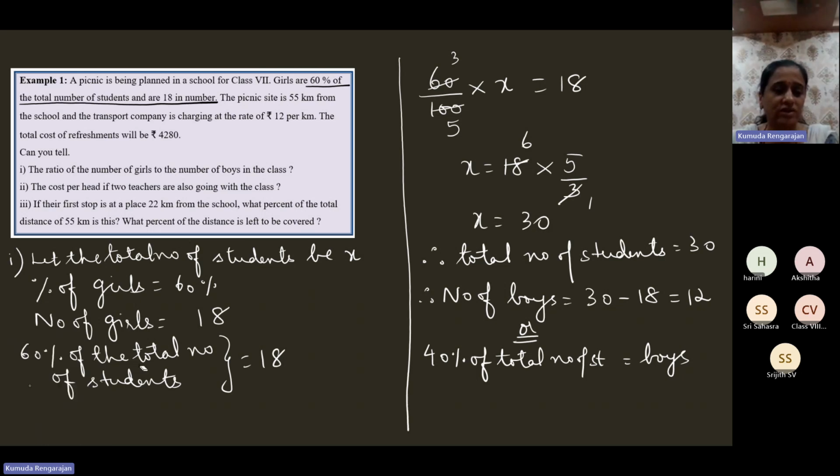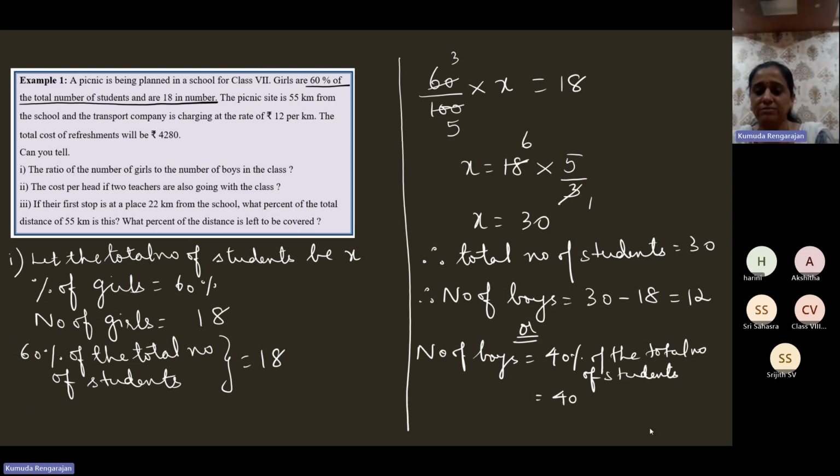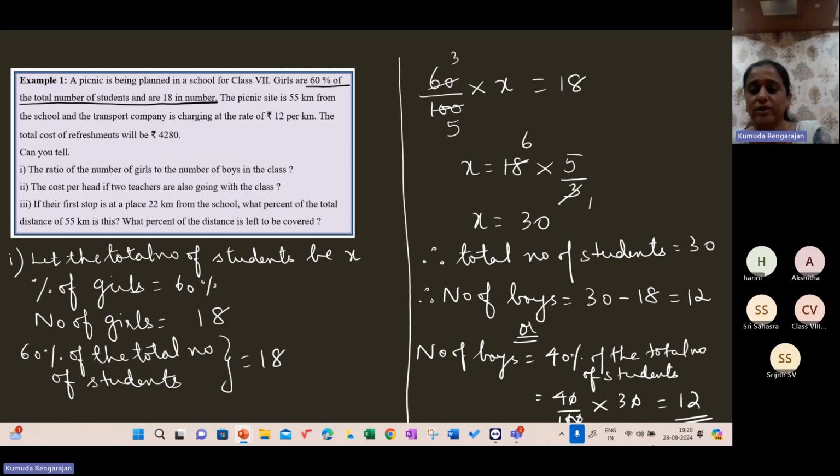Okay, so number of boys is equal to 40% of the total number of students. 40% means 40 by 100. Of means into, and total number of students is 30. We just found 30. So 4 threes are 12. See, we get the same answer. Number of boys, 12.